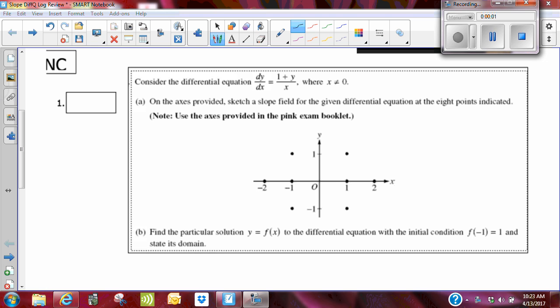Do you remember how to make all the little baby slopes? How do you make the baby slopes? Okay, so you kind of make a little T-chart of X and Y.